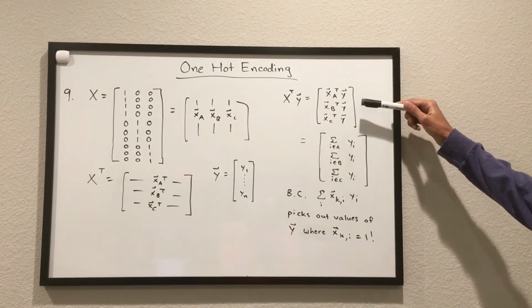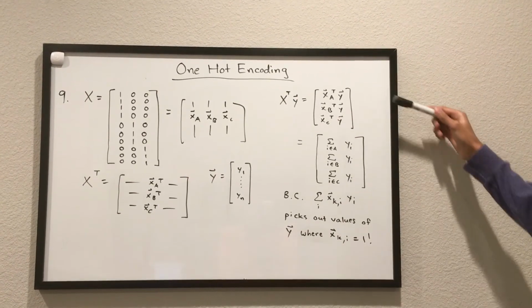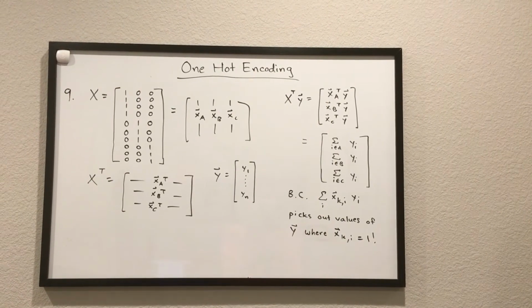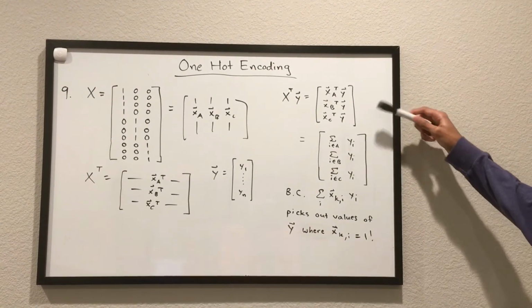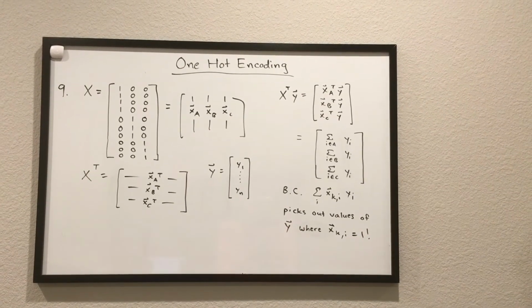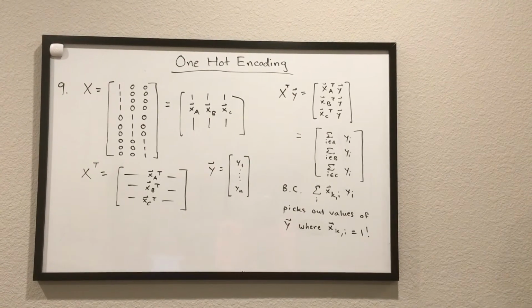Similarly, what happens when I take x sub B transpose times y, which is the dot product of x sub B and y? I'm going to only pick out the values of my y vector where I originally had a B. And finally, when I take the dot product of x sub C and y, I'm only going to pick out the values of y where I originally had a C. This is exactly what I've written down here.